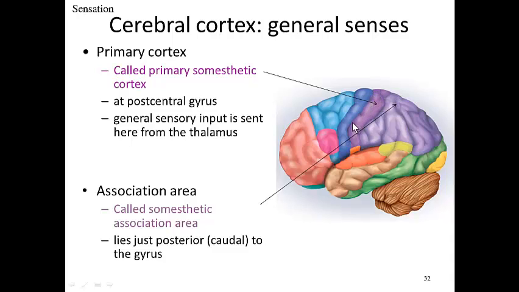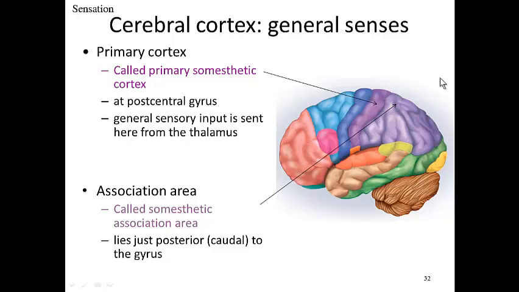This little area right here is called the central sulcus. This dip right here is the central sulcus. In front of the sulcus is the precentral gyrus, and behind the sulcus is the postcentral gyrus. So the primary somesthetic cortex is located in the postcentral gyrus, and when any kind of general sensory information is sent to the cortex, it goes here first.